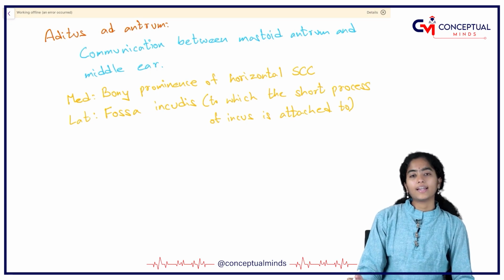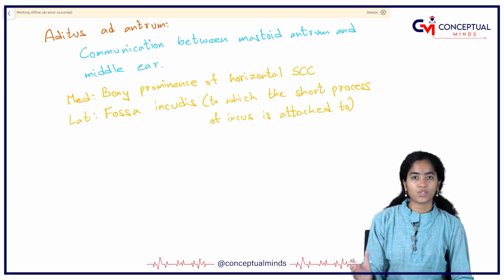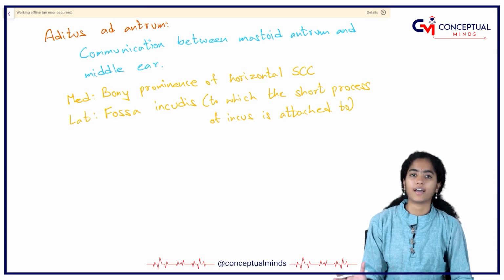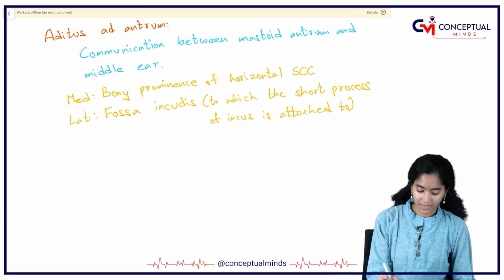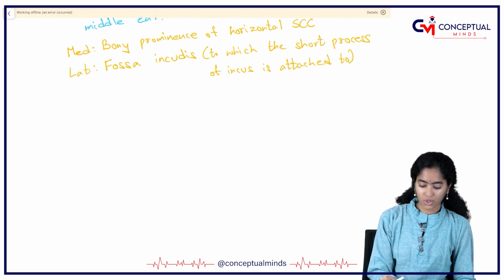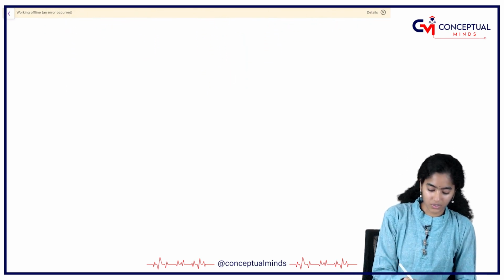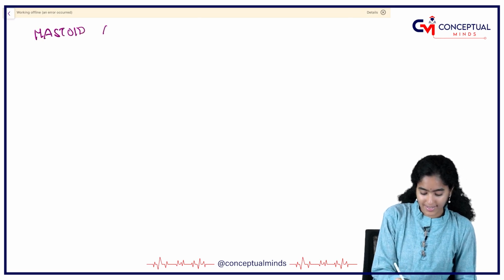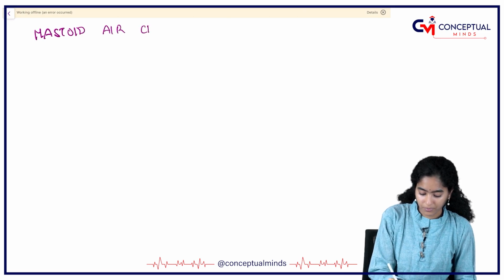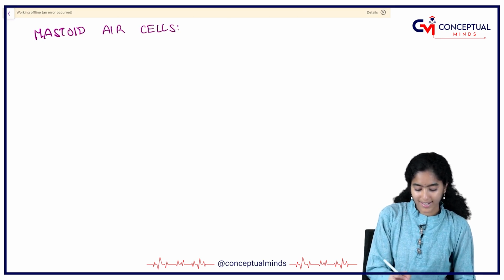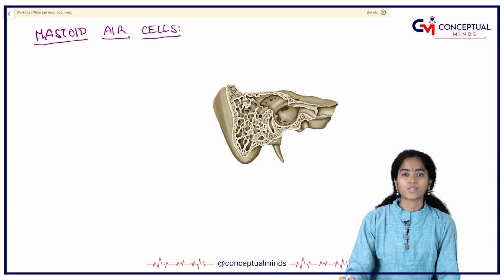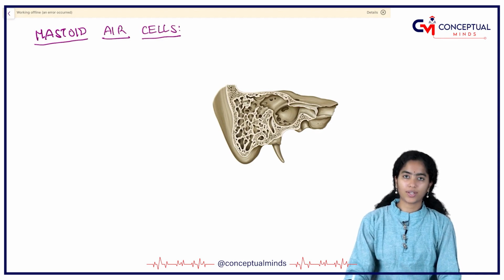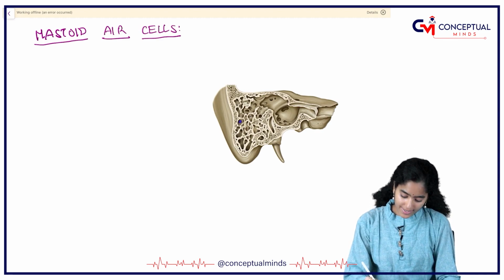So with this, next let us move on to the contents of the mastoid antrum. As I told earlier, it is an air containing cavity. So what is present inside the mastoid? Mastoid air cells are present. This is how the mastoid bone looks with all the air cells present. These are all air cells.